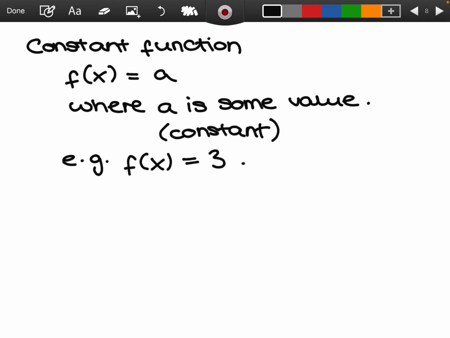That's totally fine. That still defines a function because each element in my domain is going to exactly one element in the codomain. It just so happens to be the same element. So that is one type of function that you can come across.